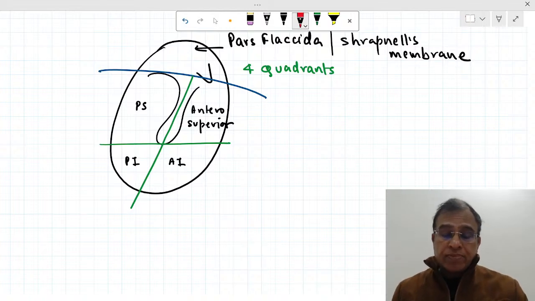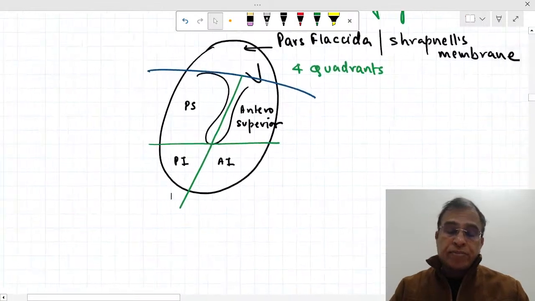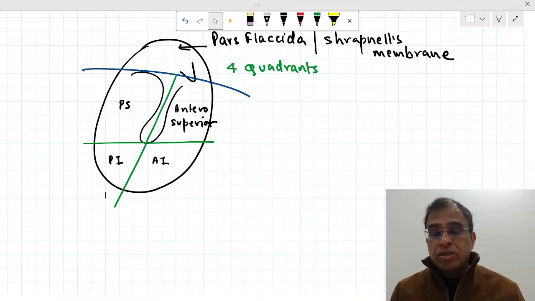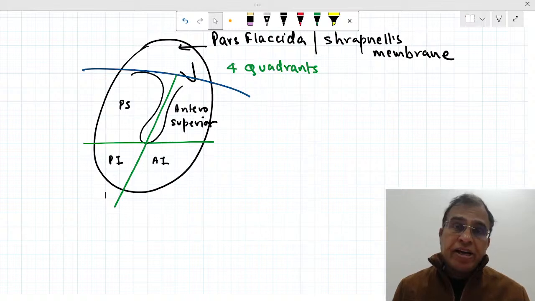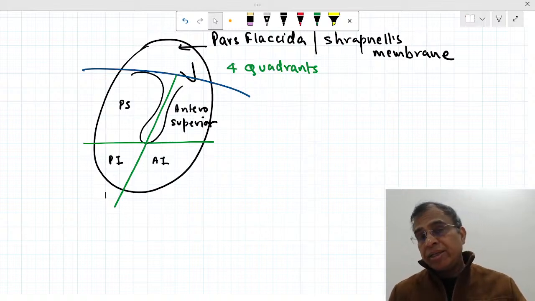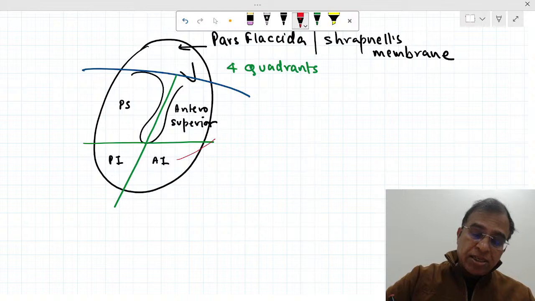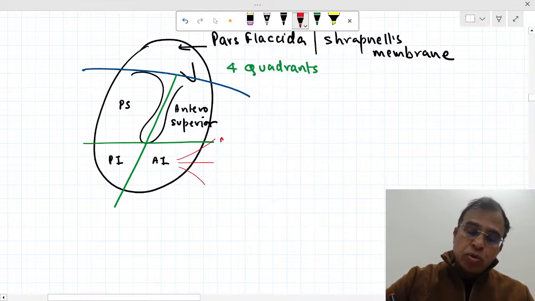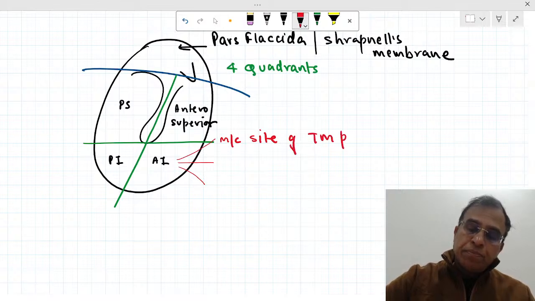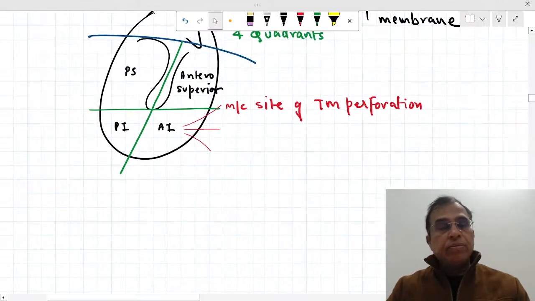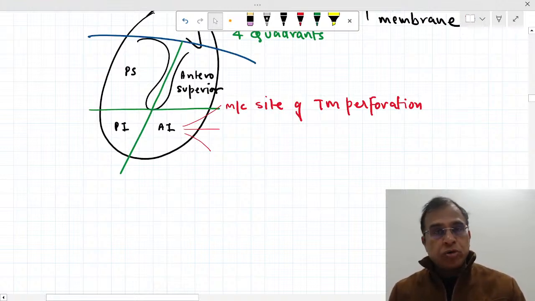Now each of these four quadrants has some special features or points, and this is what they ask you. There are 7 or 8 special features about these different quadrants of the tympanic membrane. I'll tell you 4, maybe 5, that you have to know. And this is what you have to know in the anatomy of the tympanic membrane that they ask you. The anteroinferior quadrant has 3 special features. Number 1 is the most common site of tympanic membrane perforation. So if there is a perforation of the tympanic membrane due to disease of the ear, then it most commonly happens in the anteroinferior quadrant.